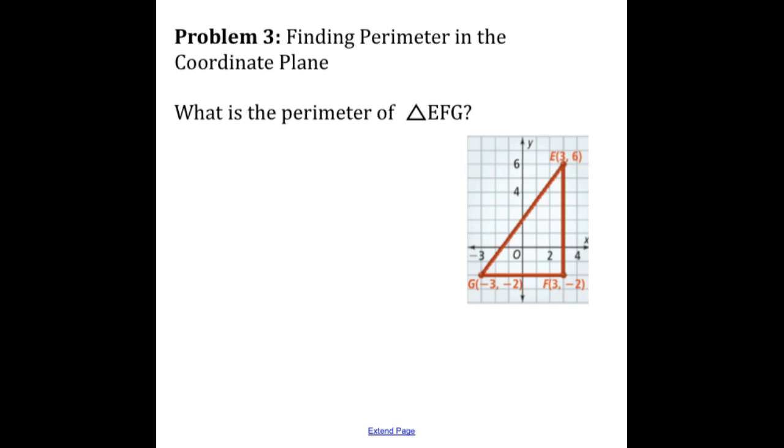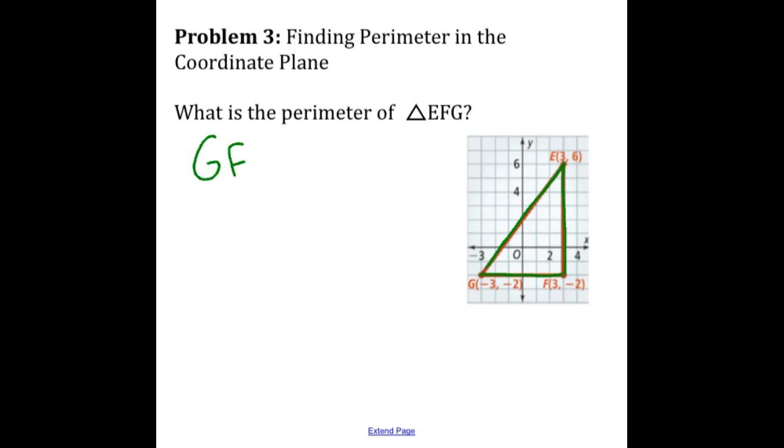Here we go. It says finding perimeter in the coordinate plane. What is the perimeter of triangle EFG? Remember, perimeter is if you were to fence something or if you were to walk around something. So you're going to need to find the length of each one of those sides and add them up. Two of those three sides are pretty easy to find. GF and FE are fairly easy sides to find.